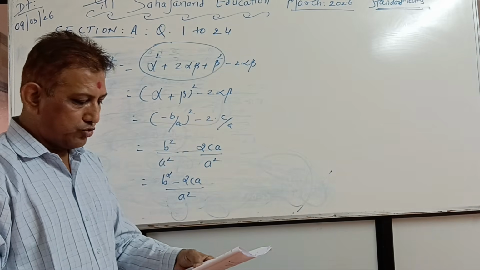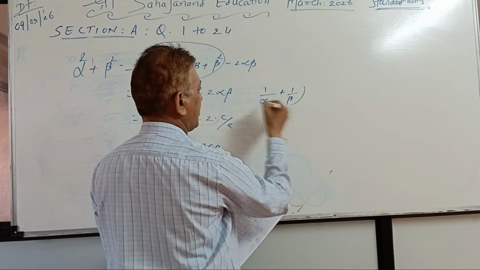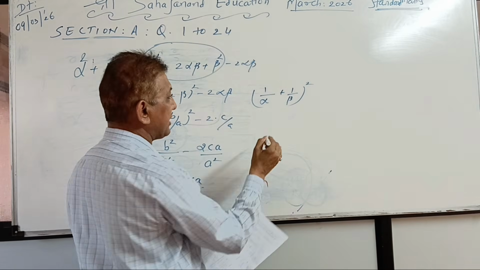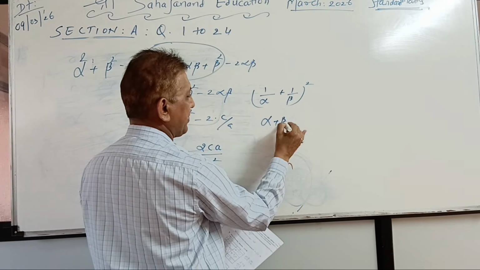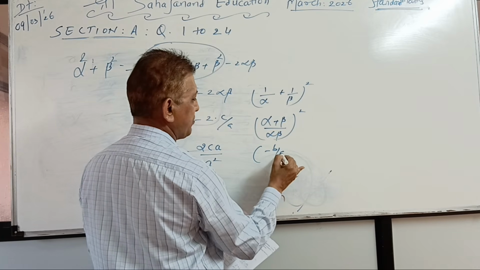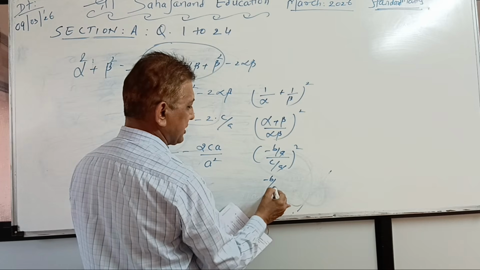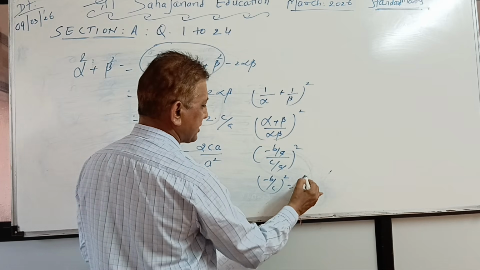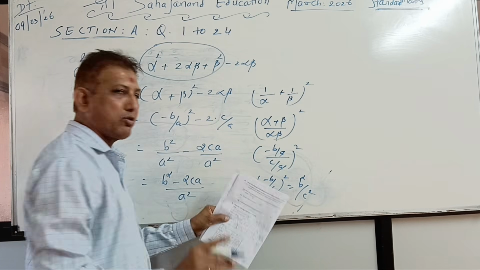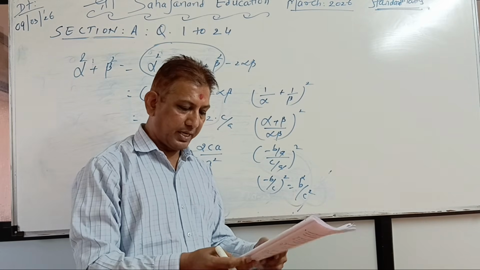Clear? 22nd. 1 upon alpha plus 1 upon beta whole square. Take the LCM. Alpha plus beta upon alpha beta whole square. Minus b upon a, c upon a, whole square. Cancel. Minus b upon c whole square. So b square upon c square. Square is always positive. B square upon c square, not minus b square upon c square.